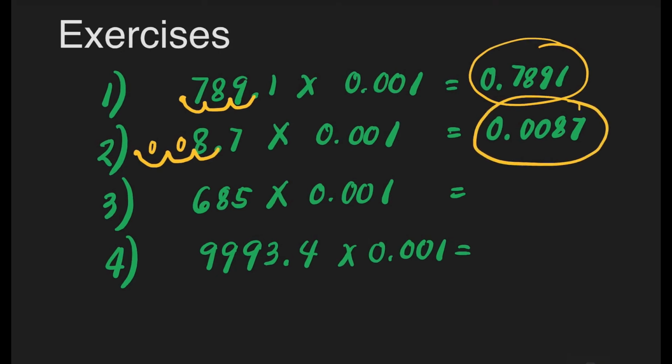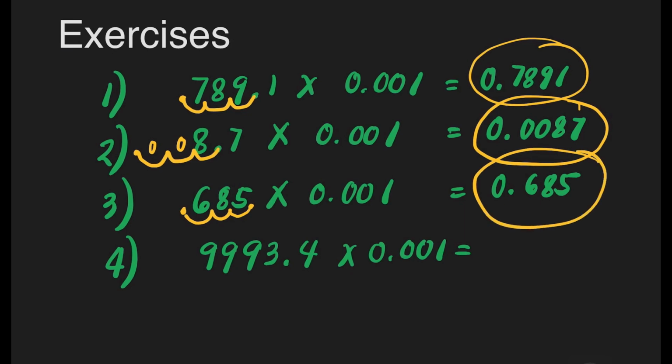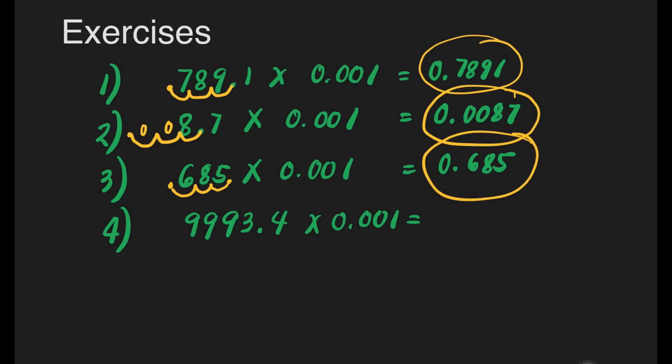Next, how do we solve for number 3? If it is a whole number, the decimal point is at the back of the 5. So we'll just move 3 decimal places. That's 1, 2, 3. Our answer will be 0.685. That is 685 thousandths.